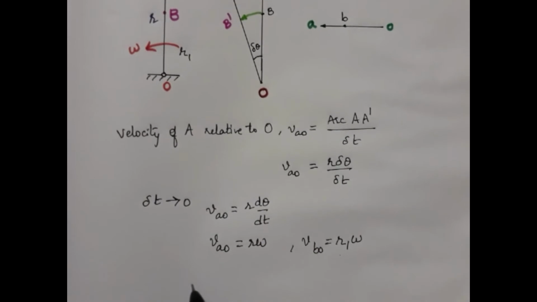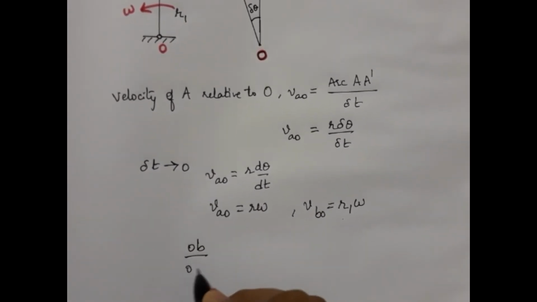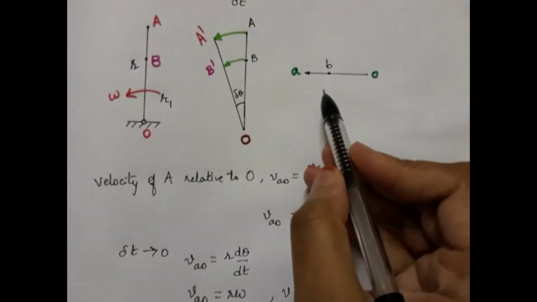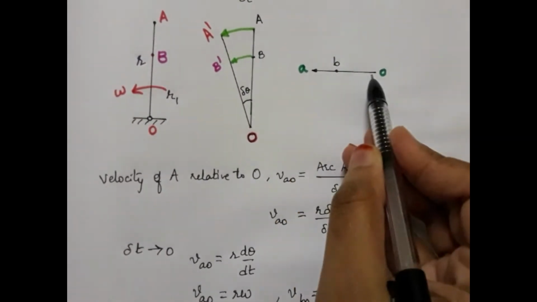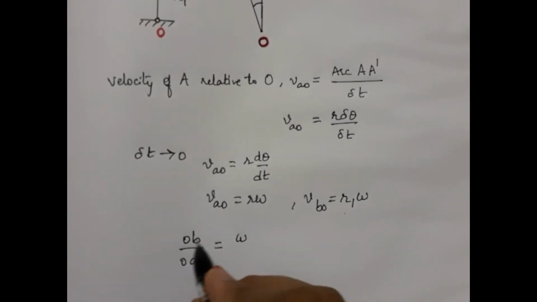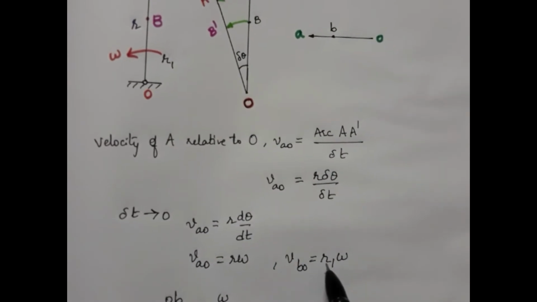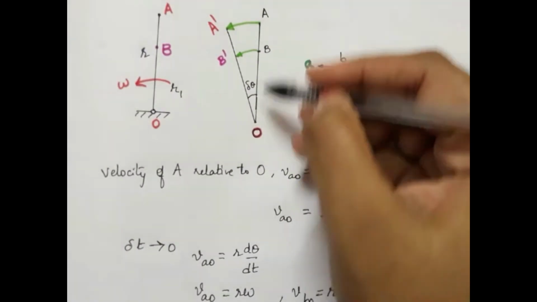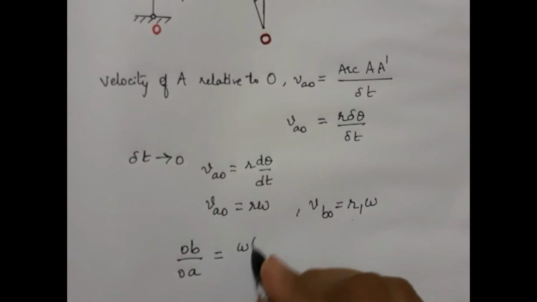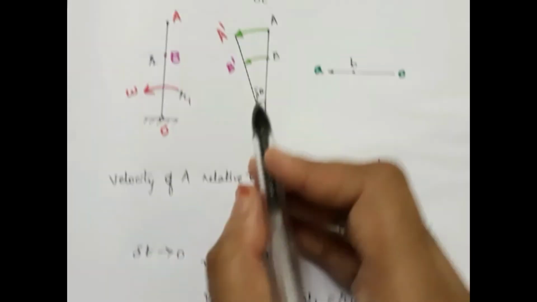Or we shall put it this way, OB by OA. This length OB by this length OA is equal to, what is OB? OB is nothing but omega into R1. What is R1? R1 is OB, capital O, capital B, the length of this line segment from the configuration diagram.